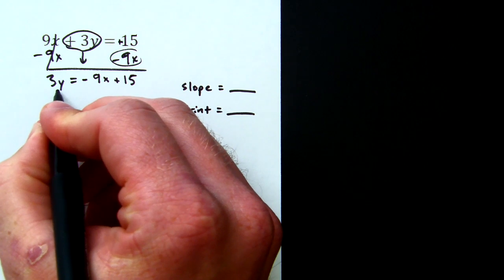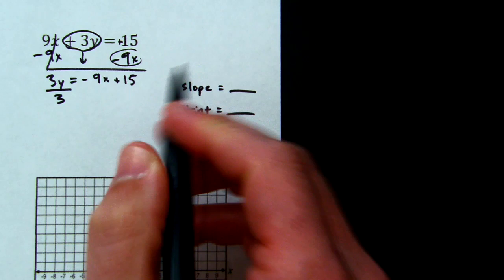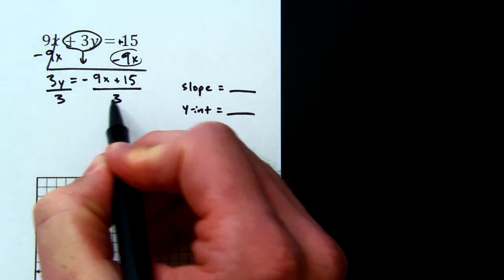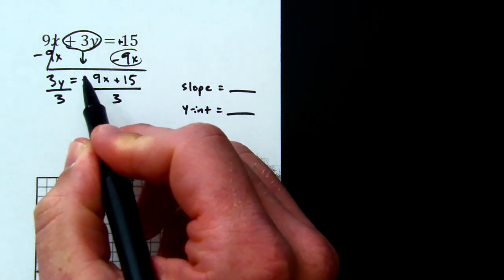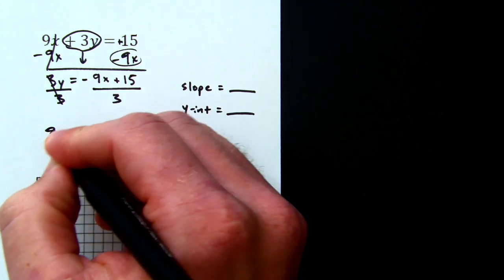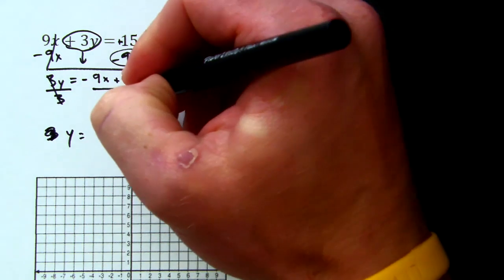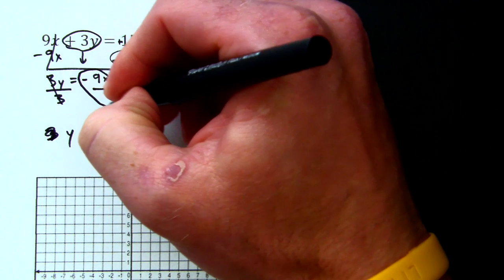Now we need to move the 3, which is being multiplied. So the opposite operation is division. We're going to divide by 3. Whatever we do to one side, we have to do to the other, and we have to divide everything by 3. The 3 and the 3 cancel, so we're left with y.